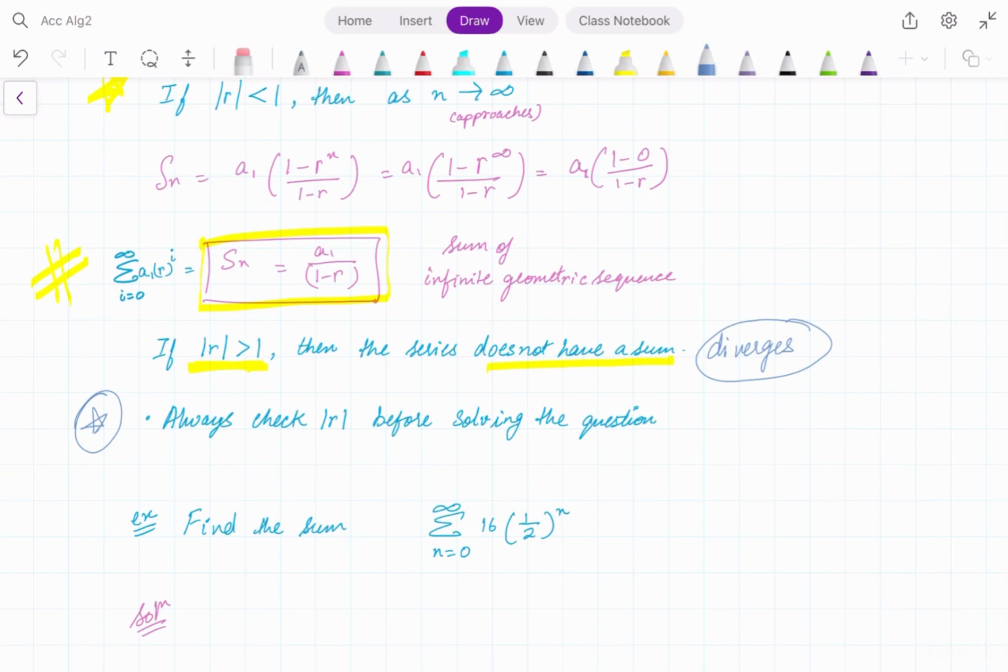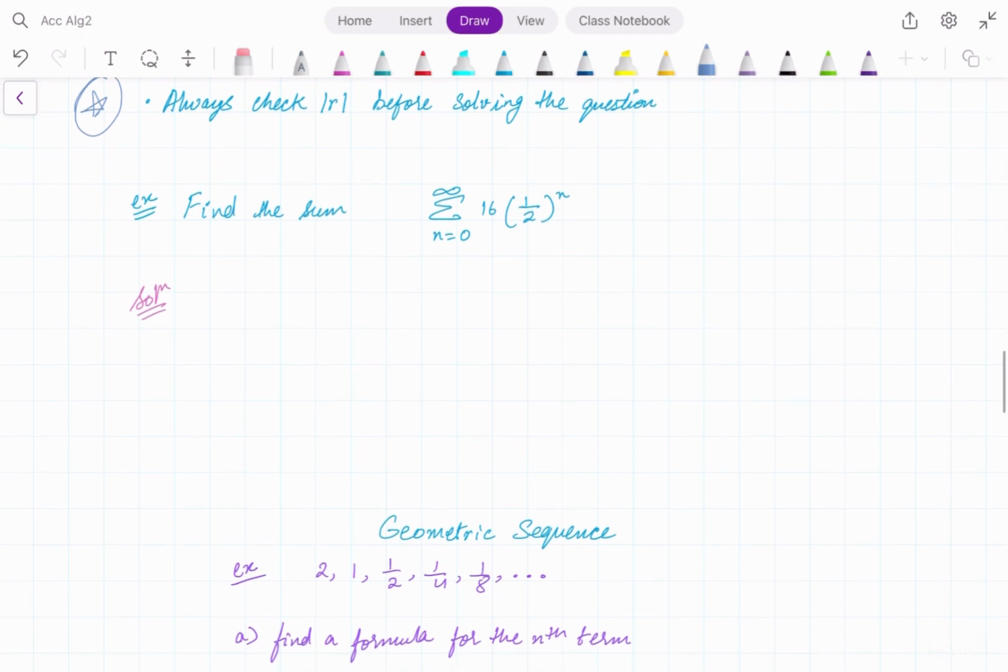So the first thing that you need to do is always check the absolute value of r. If the absolute value of r is less than 1, it converges, and I can find the sum. If it is greater than 1, then stop and just say it diverges. In this case, the common ratio r is given as 1/2, and 1/2 is less than 1, so I can go ahead and find the summation.